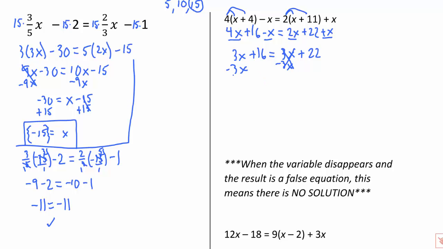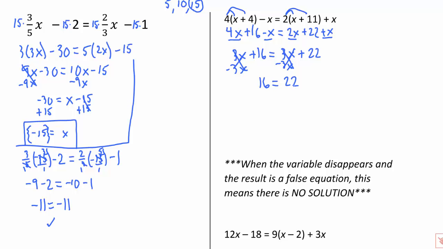Now 3 minus 3 is 0. Well, that's odd. So we get 0 plus 16, which is 16. And then we get 0 plus 22, which is 22. Notice that all of the x's have gone away. And that's a problem, at least in this case, because what we were left with is 16 equals 22.